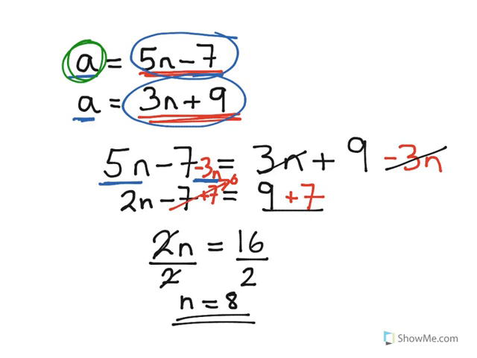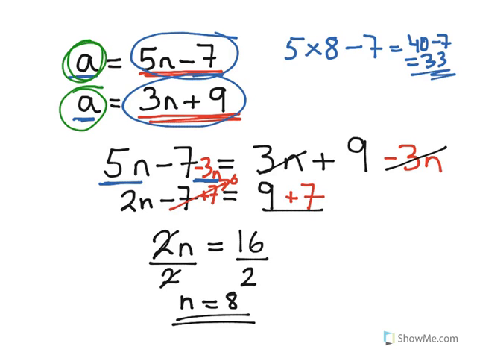If I'm right, it won't matter which of these two expressions I put n into, I should get the same number for a. So let's do a little check. What happens if I put the number 8 into the first expression? I would get 5 times n, which I know is 8, minus 7. 5 eights are 40. 40 minus 7 equals 33.